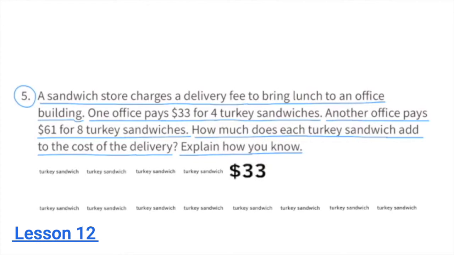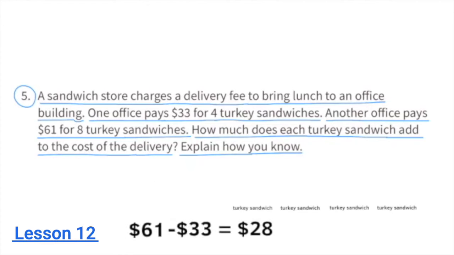The first office building paid $33 for delivery and 4 sandwiches. The second office building paid $61 for 8 sandwiches and the delivery. If I take away $33 from $61, that's like taking away the delivery fee and the price of 4 sandwiches. That would leave me with just the price of 4 sandwiches. The $61 paid by the second office building minus $33 paid by the first office building is $28. These 4 sandwiches cost $28.